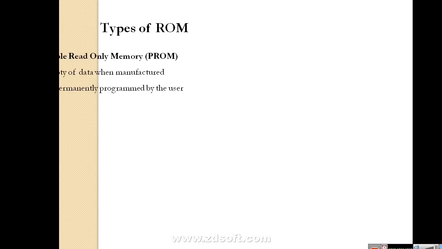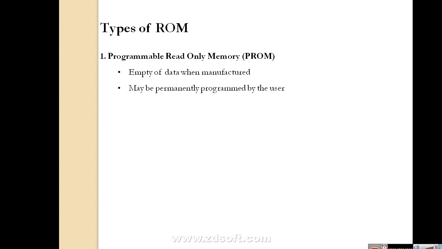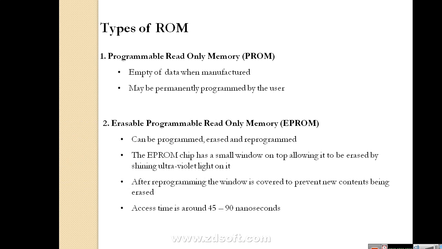Types of ROM. Programmable read-only memory, PROM, is empty of data when manufactured and may be permanently programmed by the user. Erasable programmable read-only memory, EPROM, can be programmed, erased and reprogrammed, which is different from PROM as it cannot be erased. The EPROM has a small window on top allowing it to be erased by shining ultraviolet light on it. After reprogramming, the window is covered to prevent new content being erased. Access time is around 45 to 90 nanoseconds.